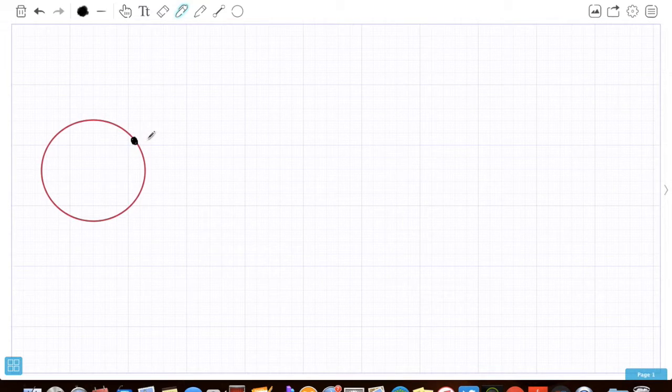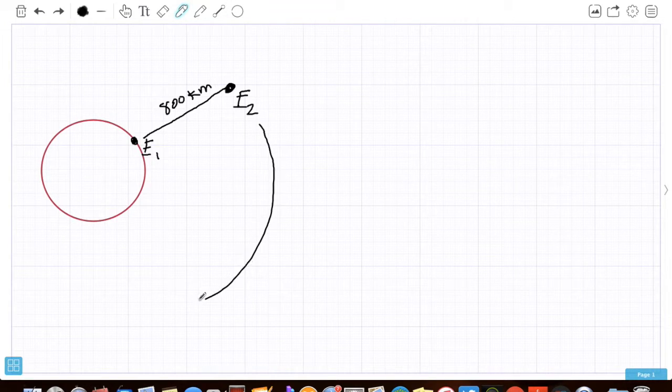We'll call this energy level 1 because the object has some energy there. And then it's going to travel away from the planet 800 kilometers above, and it's going to make it to this energy level, energy 2. Now what's different about energy level 2 is that it's traveling around the planet now. So it's a circle. So here at energy level 1, it was at rest with respect to the planet. Now here it's in orbit around the planet.